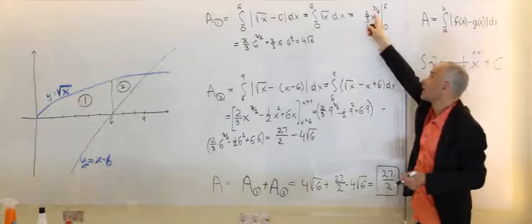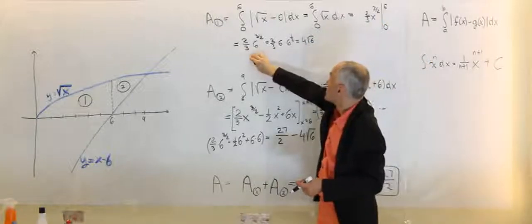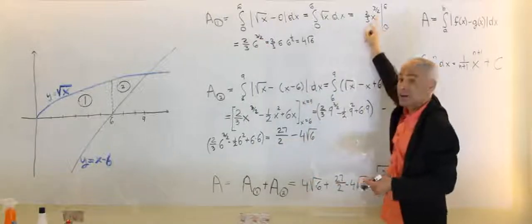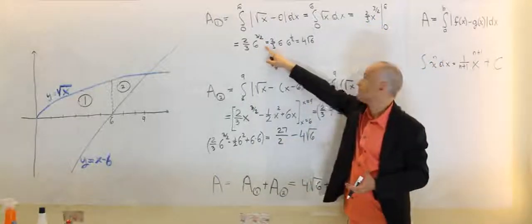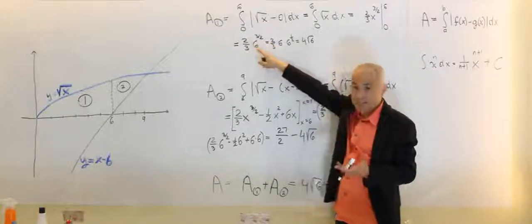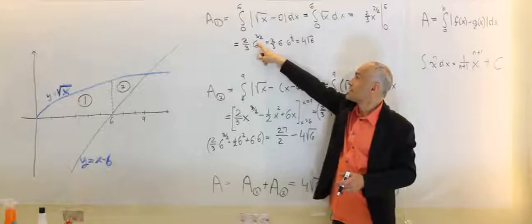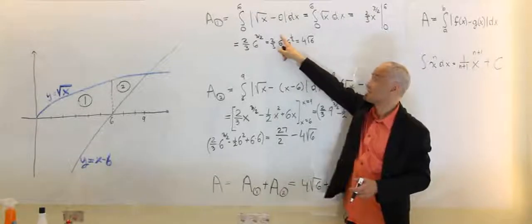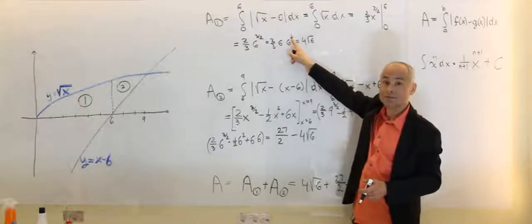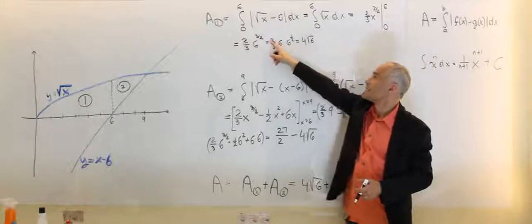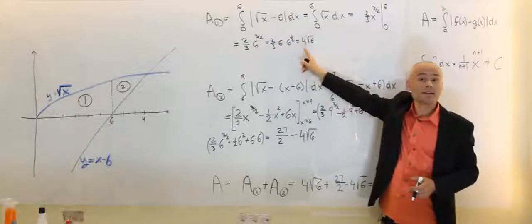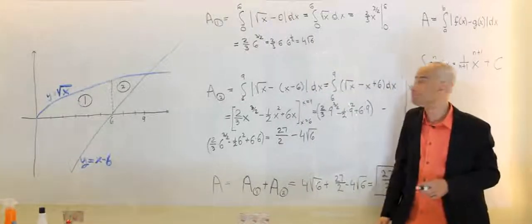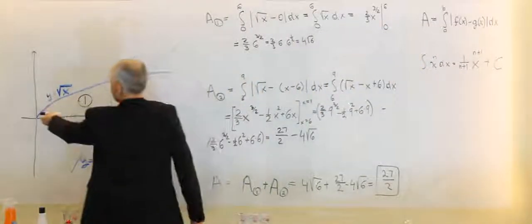Now evaluating this expression at 6, so I have 2/3, 6 to the power 3/2. At 0, this is 0, so I didn't even write that down here. And then I would like to get a nicer expression here, so I'm splitting 6 to the 3/2 as 6 times 6 to the power 1/2. That is 6 to the power 1 times 6 to the power 1/2, right? So then I can simplify this fraction here, and then the result is 4 square root of 6. Is that what you got? So that number represents this area here.